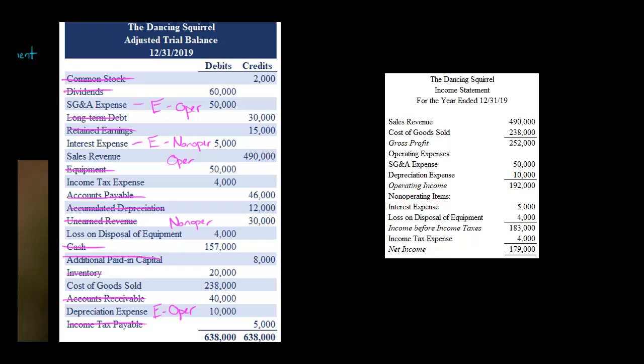The loss on disposal of equipment has to do with they sold some fixed assets, so they incur a loss. So we have $9,000 here that is going to be subtracted from the operating income. We get to earnings before income taxes of $183,000, which is another subtotal. Remember, gross profit, operating income, earnings before taxes are all subtotals. Then we subtract income tax expense, our final expense, and we get net income, the bottom line, of $179,000.